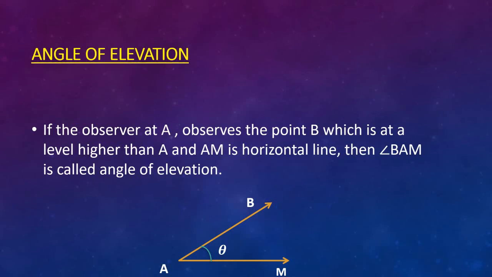So the definition of angle of elevation is if the observer at A observes the point B which is at a level higher than A and AM is a horizontal line, then angle BAM is called as angle of elevation.